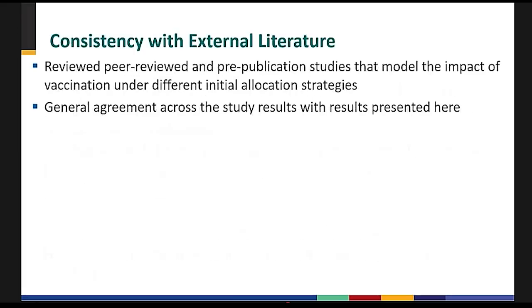Next slide, please. In addition, I also want to draw your attention to a literature review of peer-reviewed and pre-publication studies that was included as a handout. This review summarizes the impact of vaccination under different initial allocation strategies that were identified by the CDC modeling team during a review of studies that model the impact of vaccination under different initial allocation strategies. This handout includes the summaries of 8 pre-publication studies and provides a further description of the study methods, population, the vaccine strategy evaluated, assumptions, and results. In general, this review found agreement between this analysis and the literature review summary results.